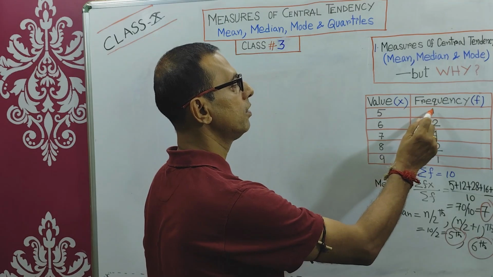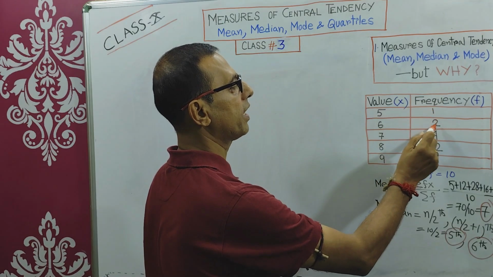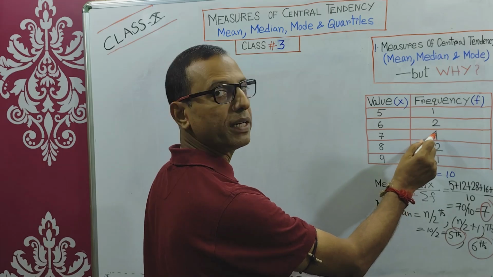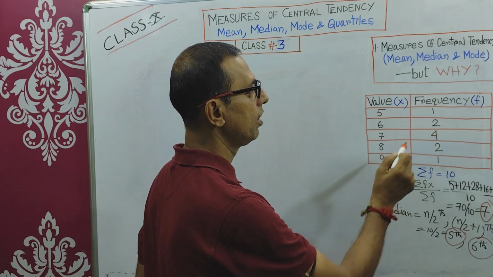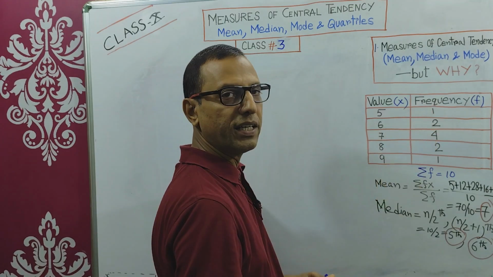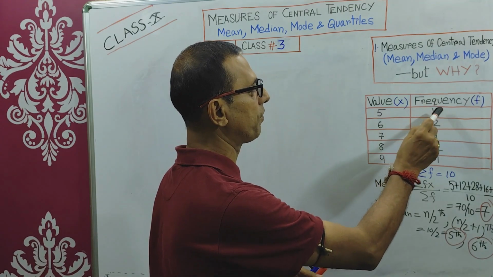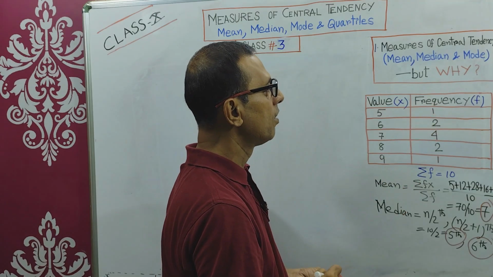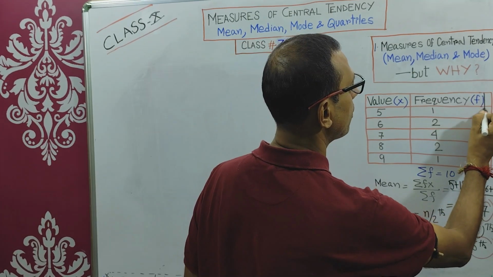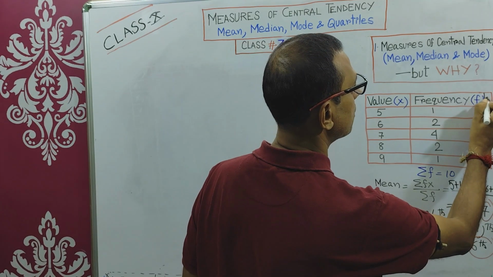First one is 5, second is 1 plus 2 is 3, 3 plus 4 is 7. That means the median data will come in this range. Sometimes in your books, rather than adding up the frequencies verbally, there is another column that is made, called cumulative frequency.